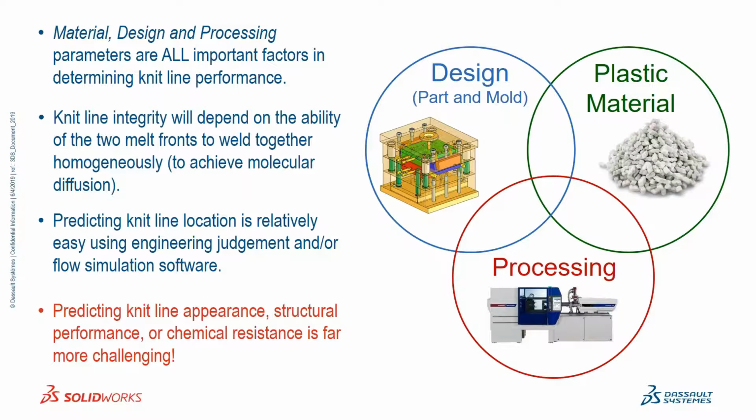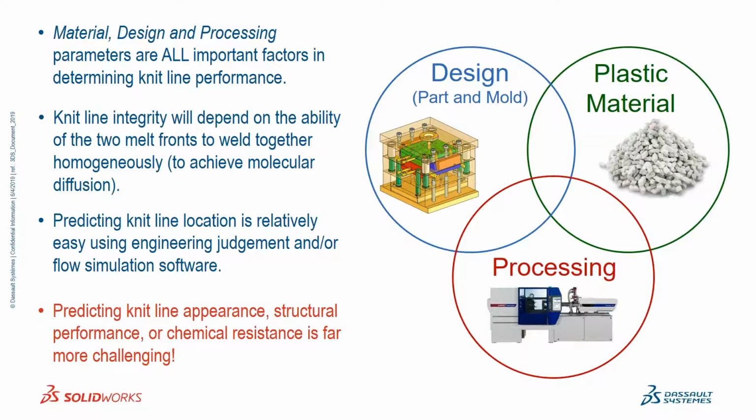The integrity of the weld, to a large extent, or the most significant factor involved, is the molecular diffusion that happens after these melt fronts meet. So in other words, we really need to have molecules from one melt front crossing over into the other if we're going to achieve the strength and the chemical resistance that you'd like to have, as it would be on the rest of the part.